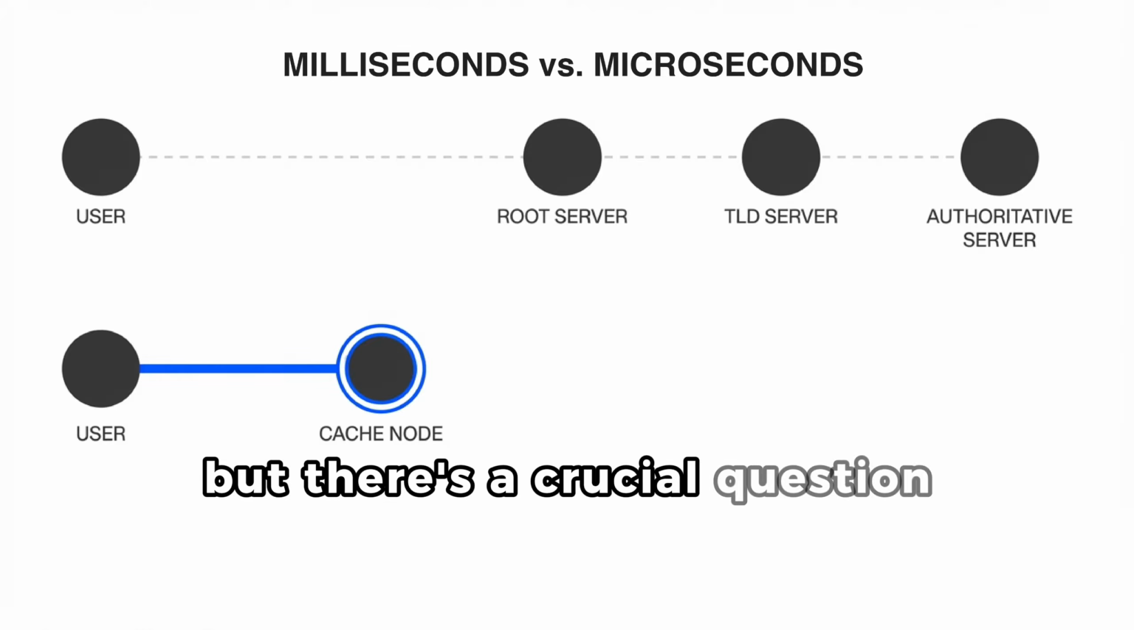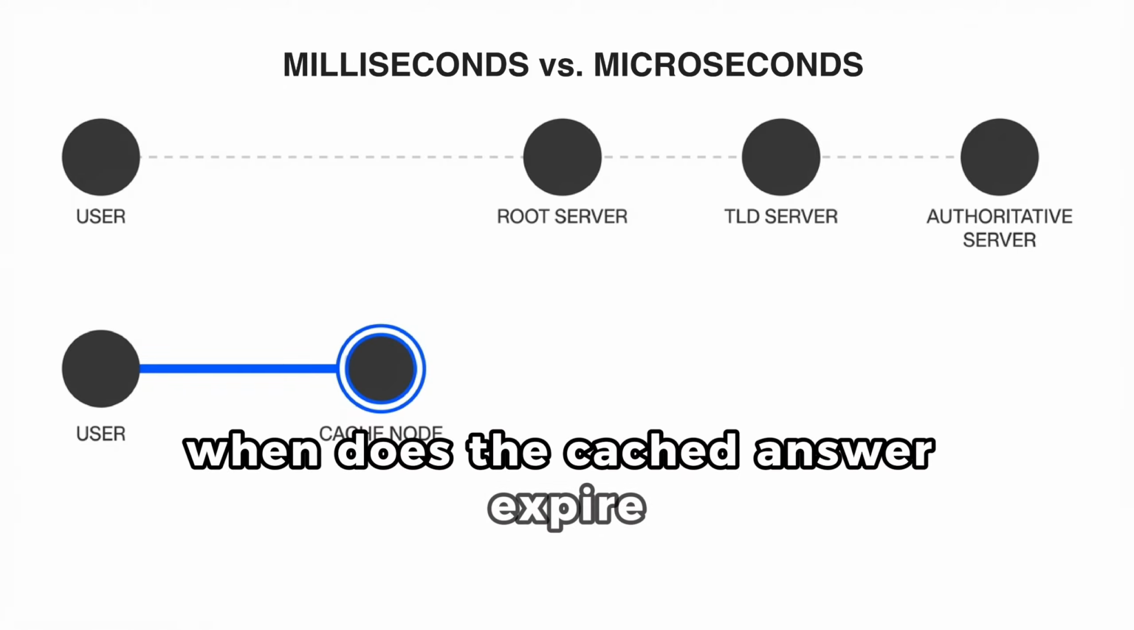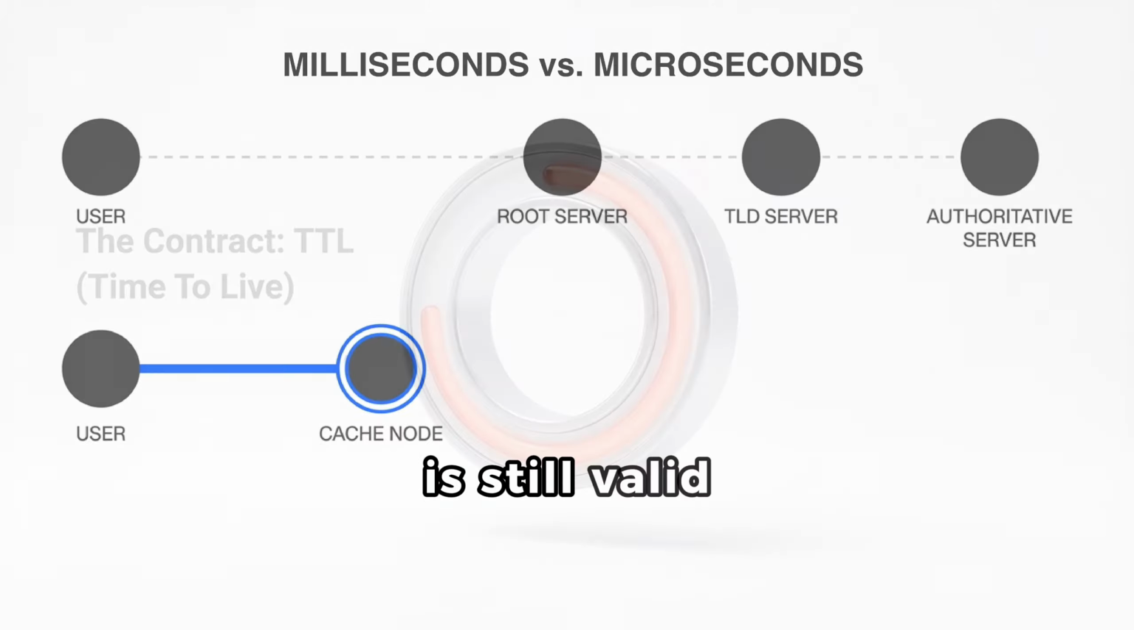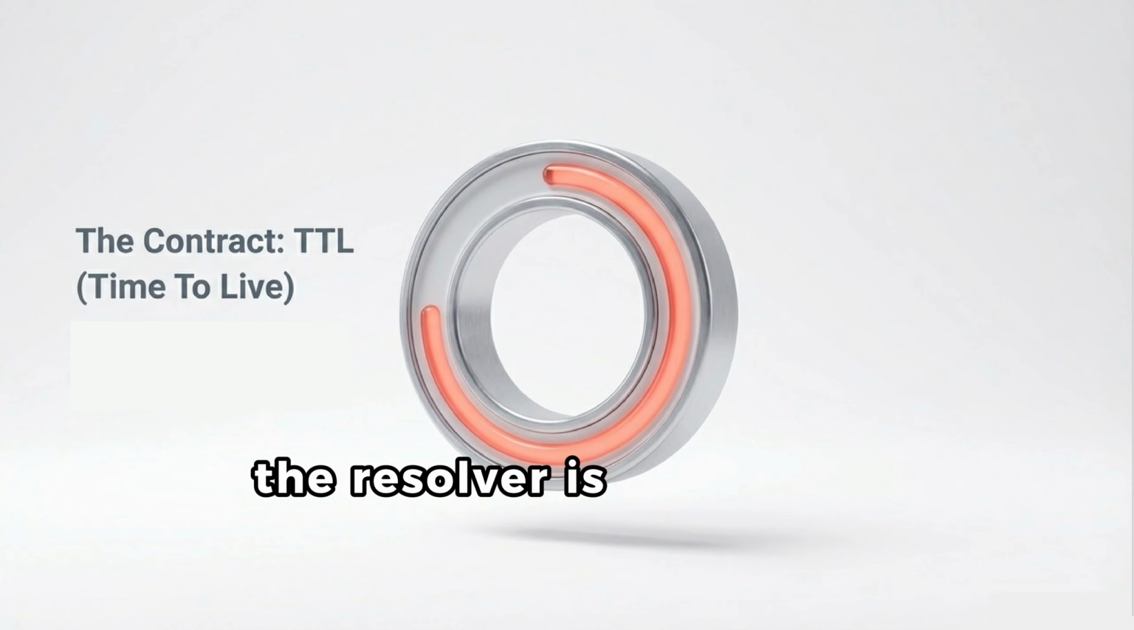But there's a crucial question embedded in that last sentence. When does the cached answer expire? How does the resolver know when the information it has is still valid? The authoritative name server isn't going to proactively notify every recursive resolver in the world whenever a record changes. There's no push mechanism. The resolver is on its own.